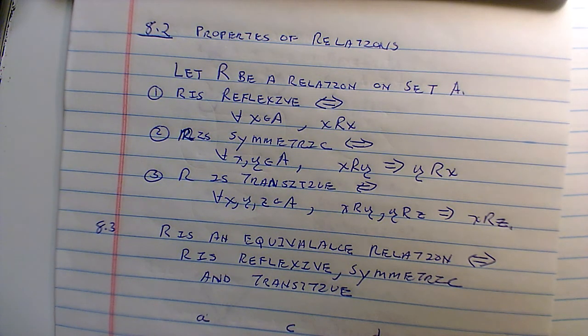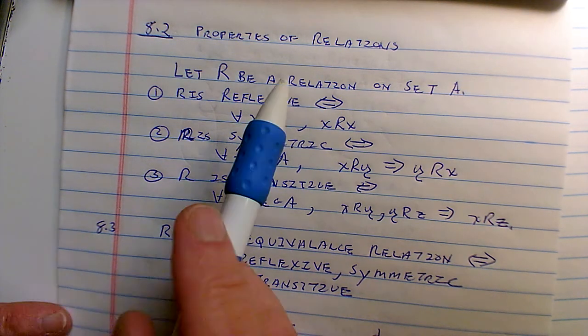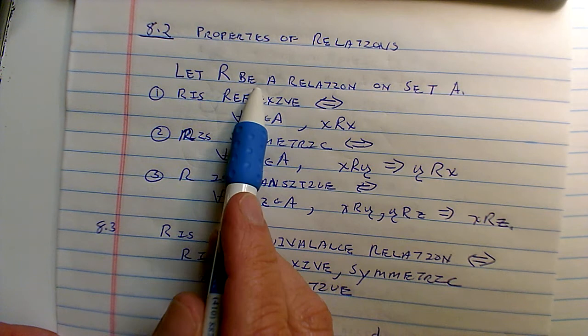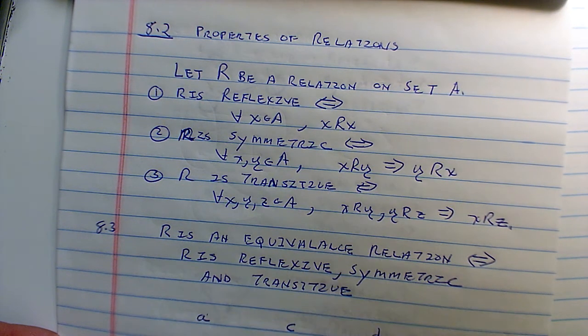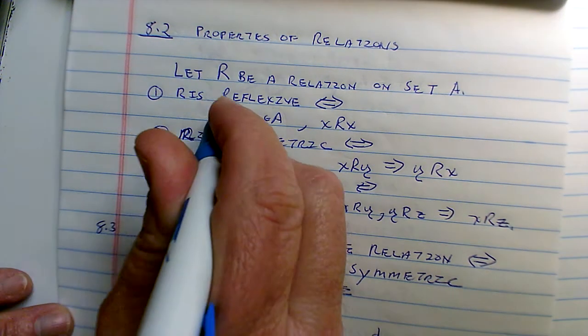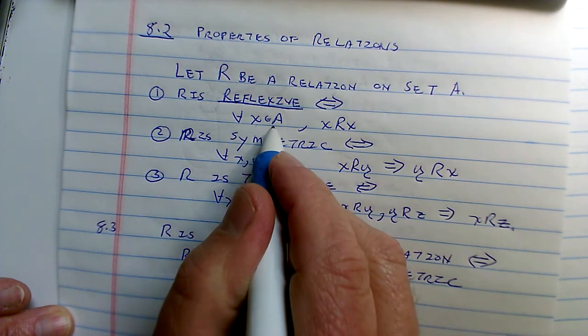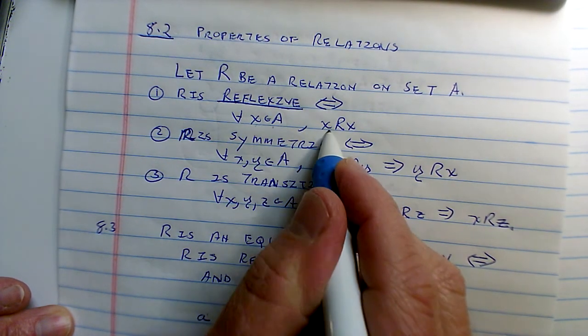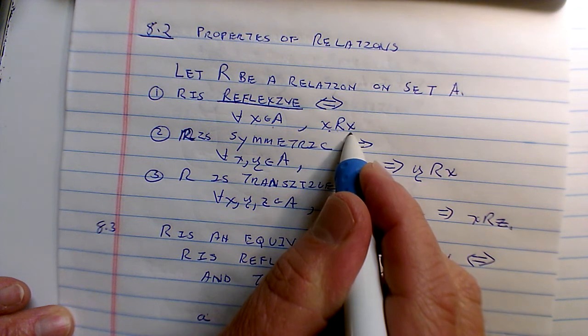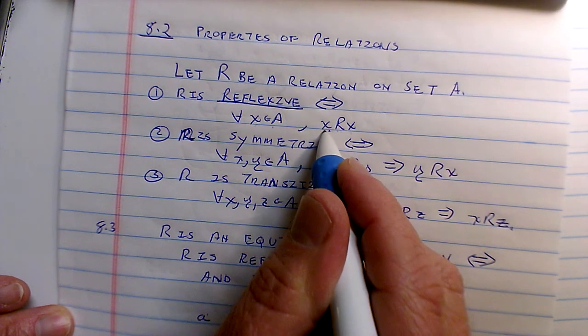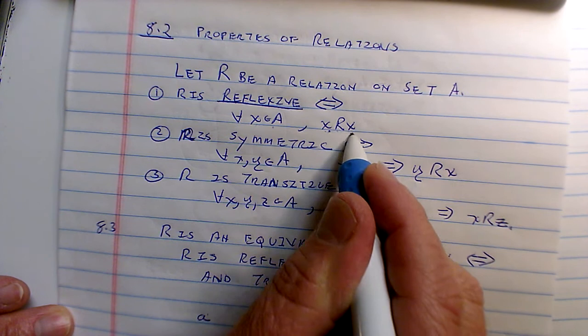In Section 8.2 and Section 8.3, which I'm going to combine a little bit, we talk about some properties that exist for relations. Here are the three main properties we're going to talk about when we deal with a relation on set A. The first property is what's called reflexive. It's reflexive if for every element in the set, X relates to X. In other words, in everyday language, something relates to itself.